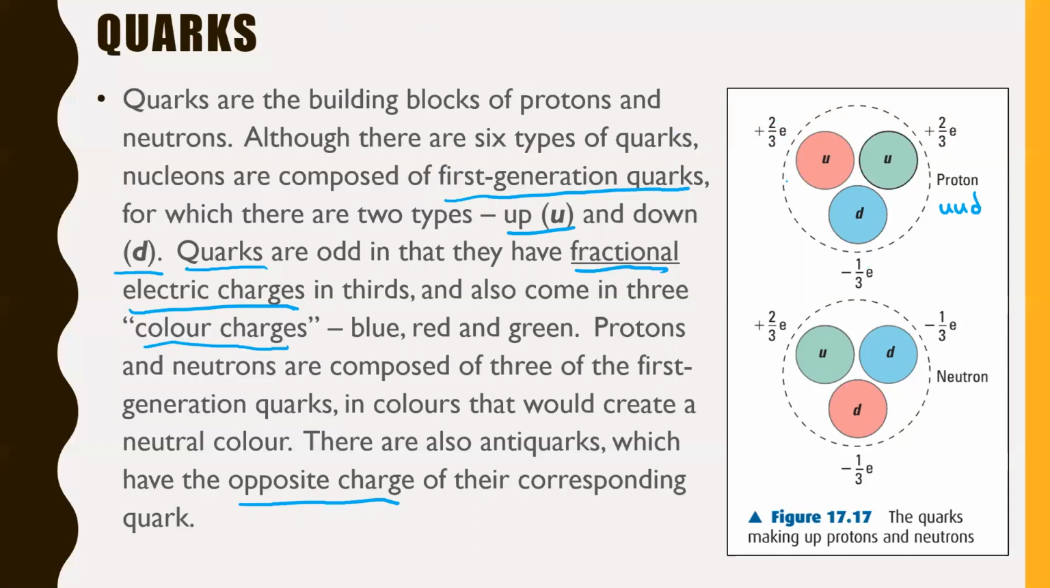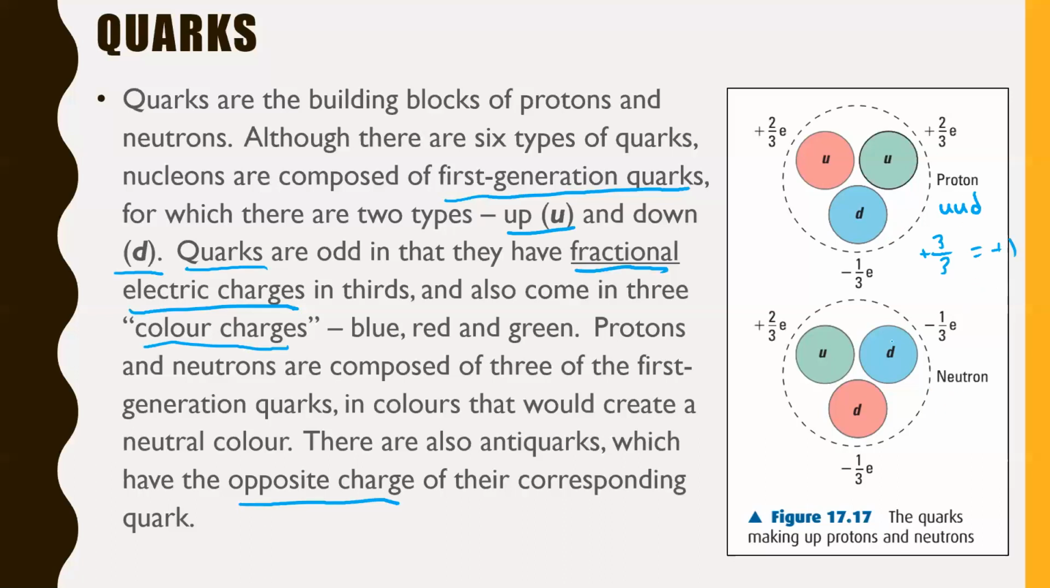Okay? So if you do a little bit of math on this one, if you're adding up all the charges of all the quarks, 2/3 plus 2/3 is 4/3, and then 4/3 minus 1/3 is 3/3. And positive 3/3 is the same thing as positive 1, hence why a proton has a positive 1 charge.